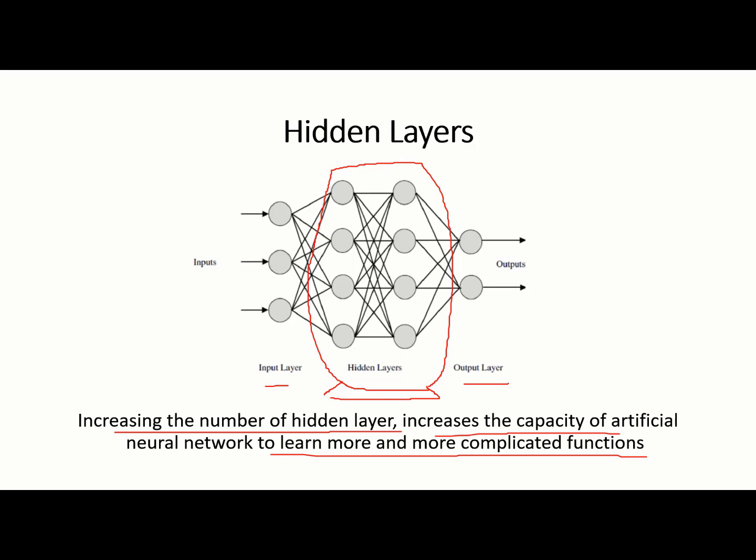So in the case of the exclusive OR function, we did not require any hidden layer, but for many practical examples, we wish to include at least one or two hidden layers, and that is very common.